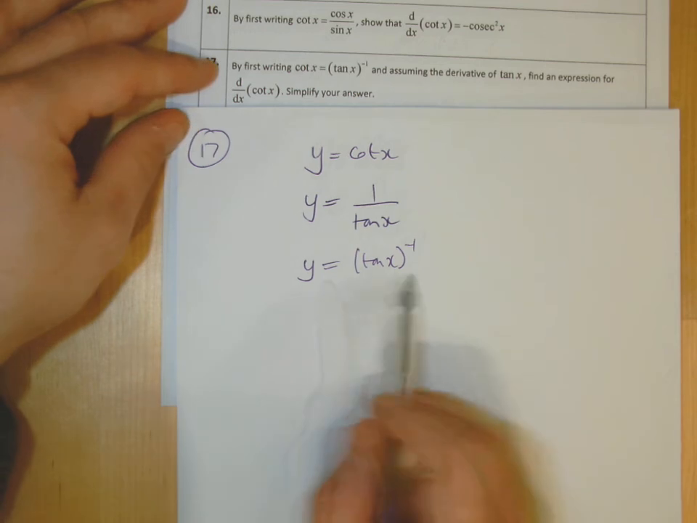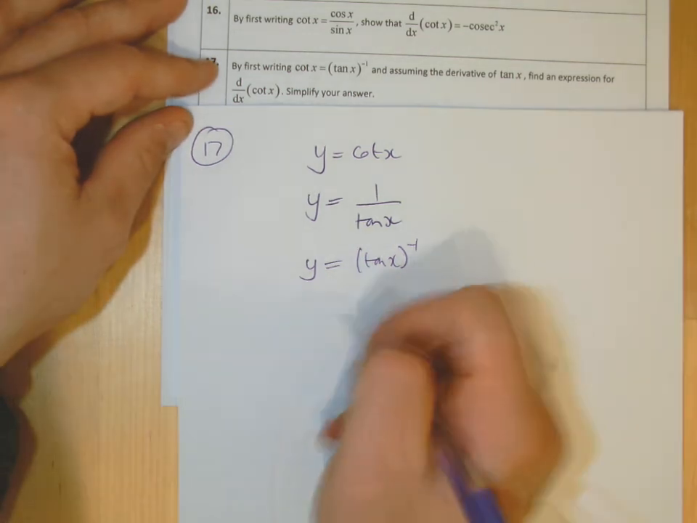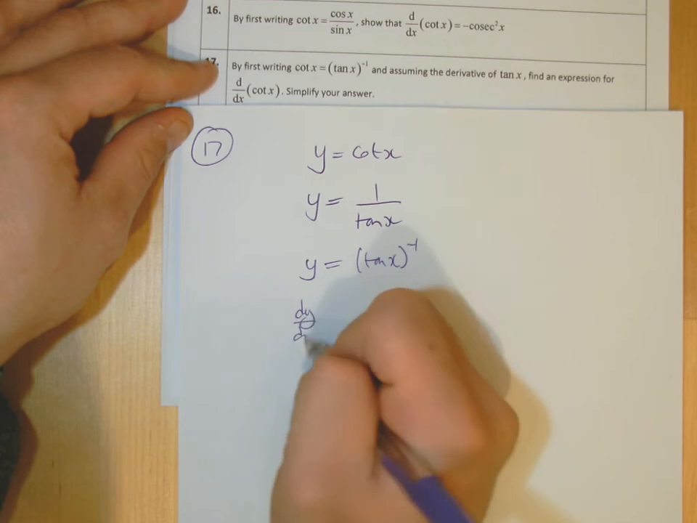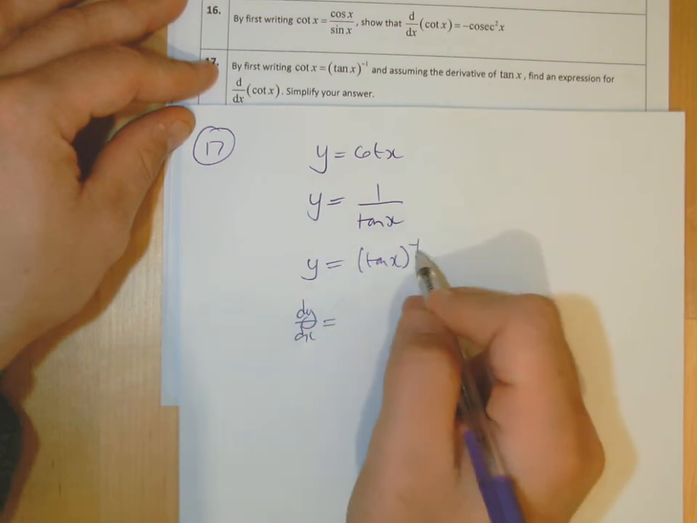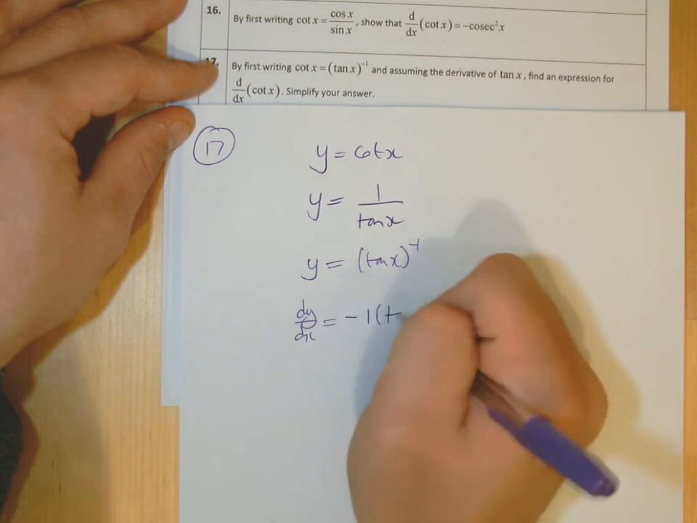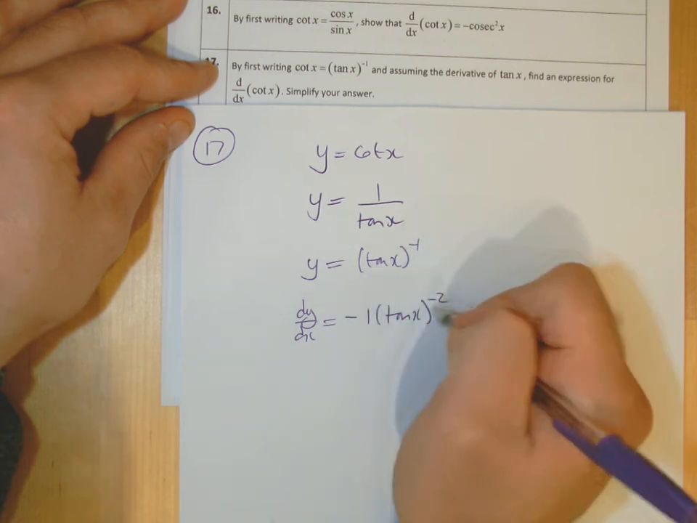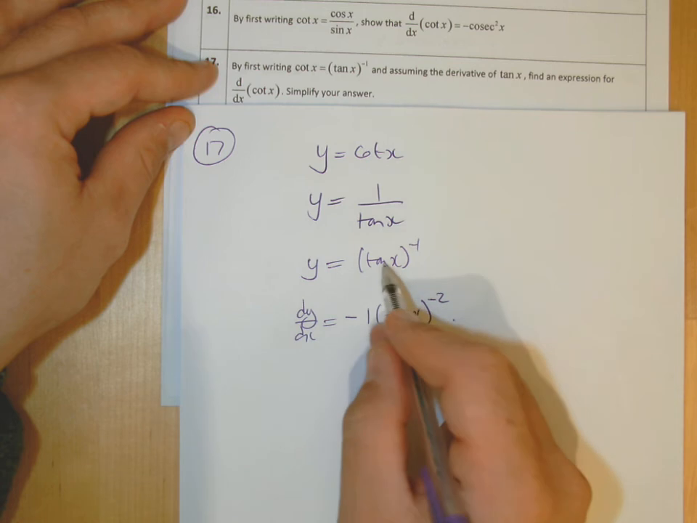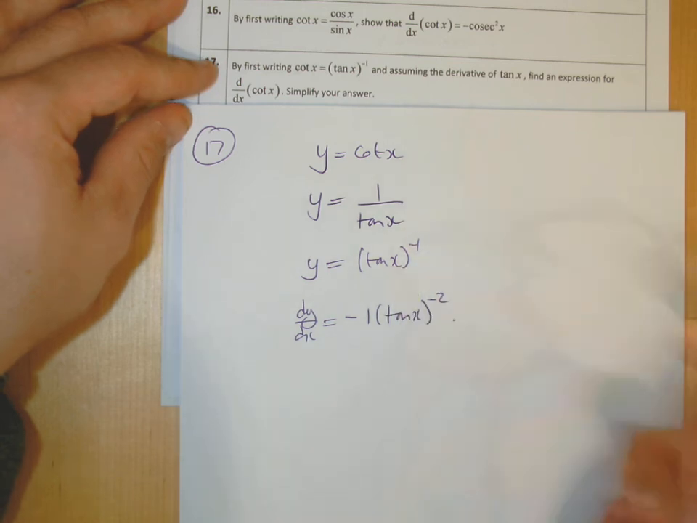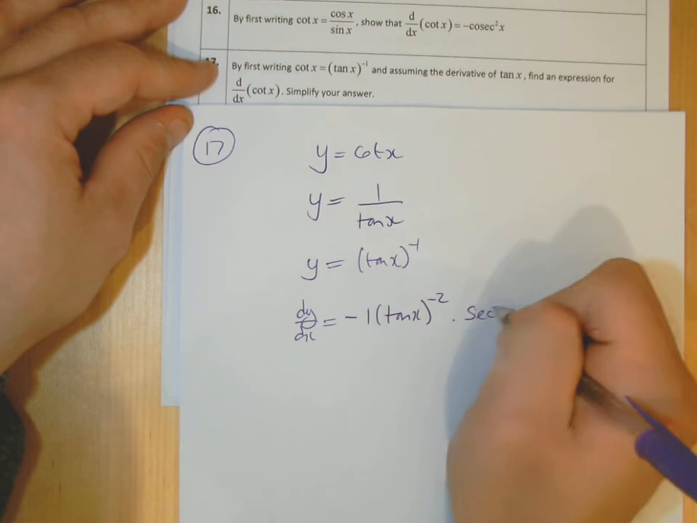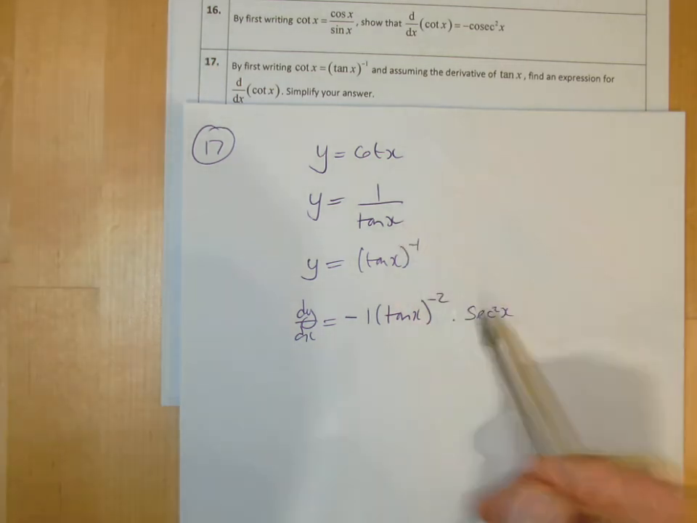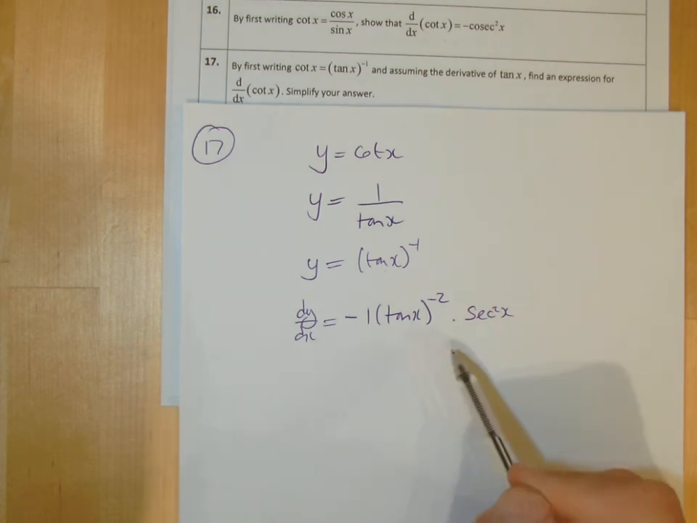Anyway, so you've got this, and as we saw earlier on in one of the questions, when you've got a bracket to a power, it's a function of a function, so you differentiate the outside bracket first. So you bring the minus 1 down, tan x, and the power becomes minus 2, because you take 1 away, and then you times by the derivative inside the bracket. And it says assuming the derivative of tan x, we know that's sec squared x. It's in the formula booklet as well, so you can use that because it says assuming it. So we end up with this.